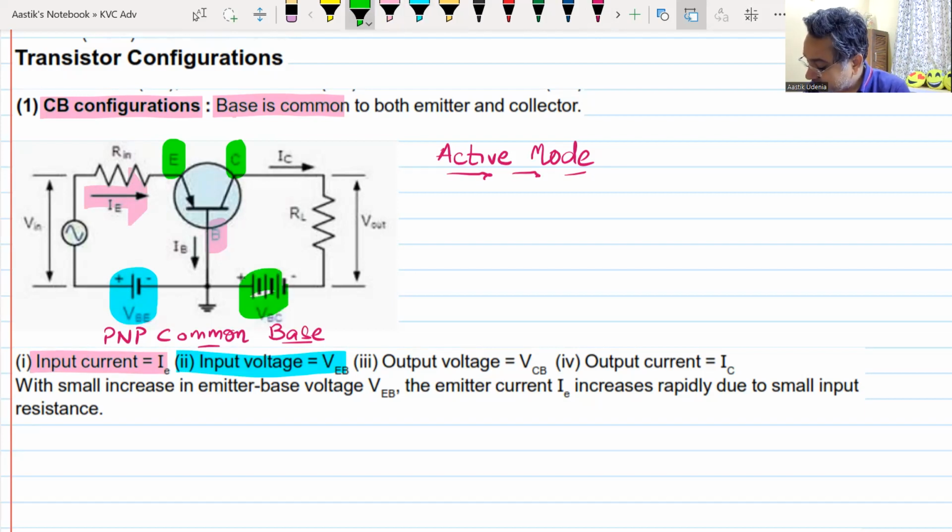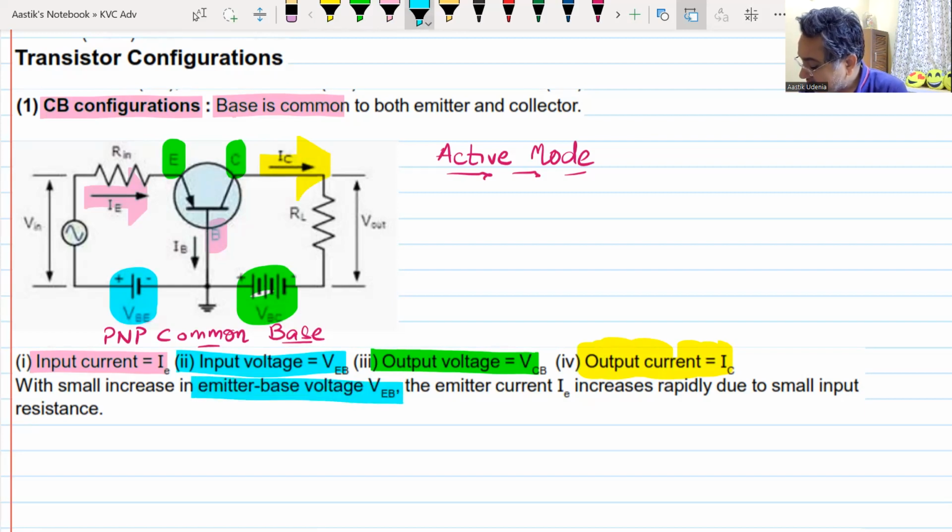Then we have this as the output voltage. Output is taken across the load. Do we understand this? Yes, sir. Then we have this IC, which is known as the output current. Do we understand this? Yes, sir. If we change the input voltage, the input current will change rapidly and therefore the output current will also change. Do we understand this? Yes. You can see emitter-base is forward biased and collector-base is reverse biased. Do we see this? Yes, sir. I'll give you 2 minutes to draw this diagram.